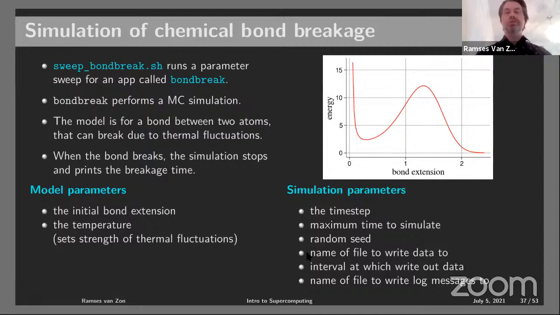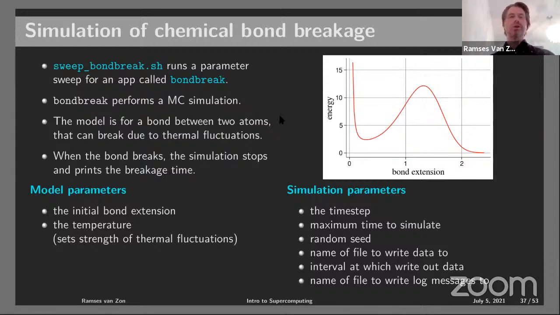Then we want our output to go somewhere. So there's the name of an output file. We don't want to write the output every time step. That is way too much information, and we'll basically fill up our disk space for no good reason. So we have an interval at which we write our data. And then we'll have another file that we can write log messages to. These will say things like the simulation has started, the simulation has stopped, rather than just the output of the data.